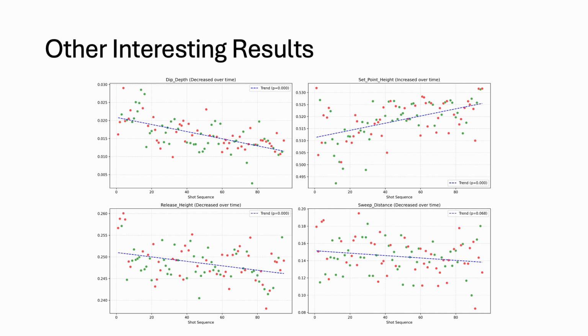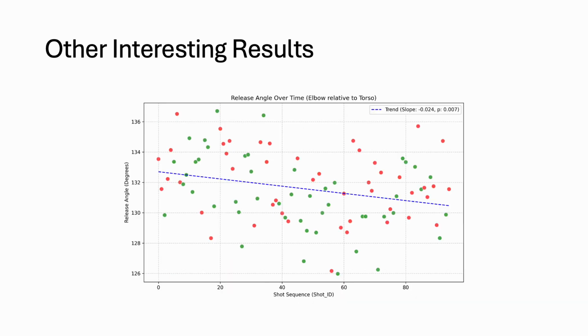And then we have some other correlations on the bottom. And then I also plotted my release angle over time, and that's elbow relative to the torso. And that got a little flatter over time, showing I probably didn't have as much power, so I had to make my shot just a little flatter to make it still get to the hoop.